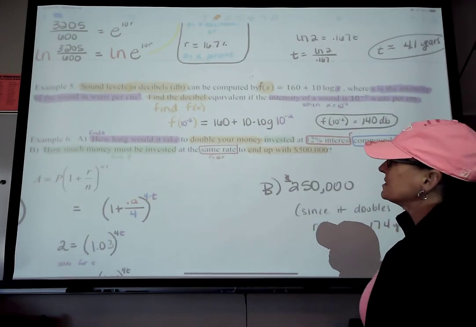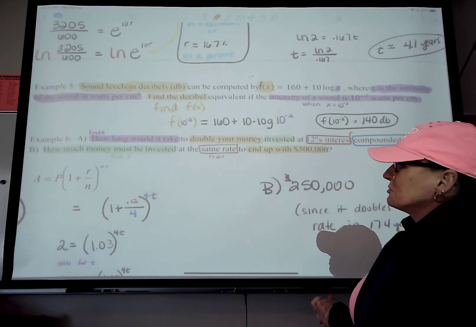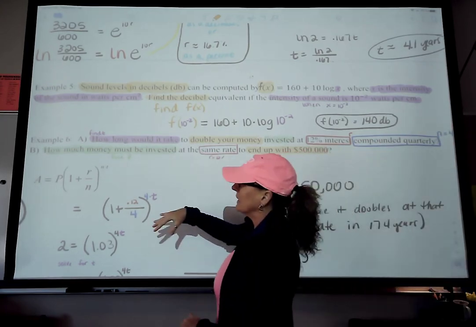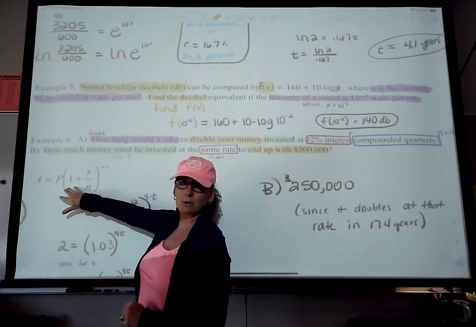All right, number 6. Again, I'm color coding it for you. I'm trying to make this as simple as possible. It's telling us this is the equation that we're going to use.